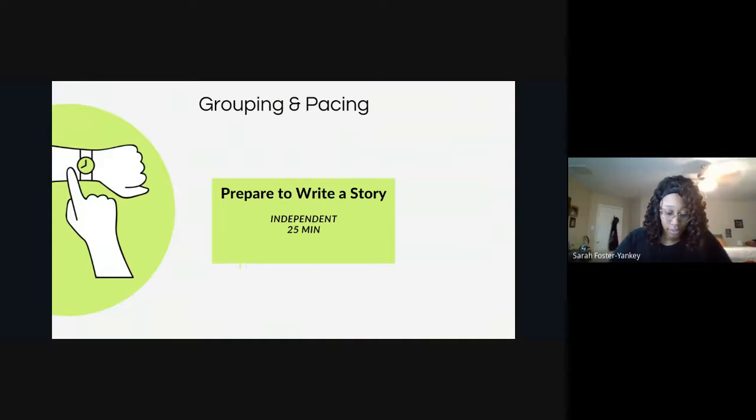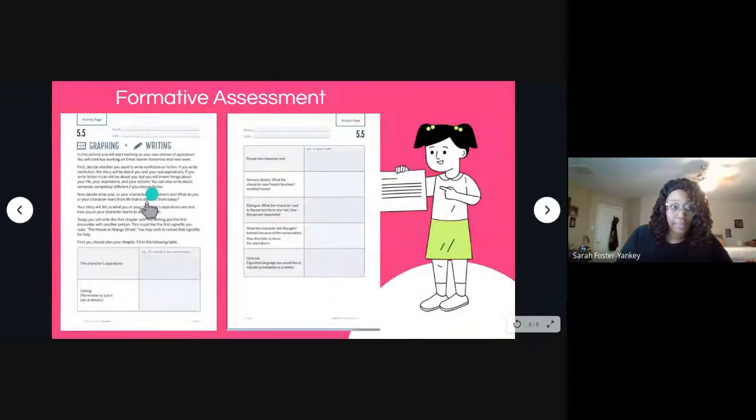The teacher explains that they're going to use what they've learned to write their own stories of aspiration. They're going to be using Writer's Journal 5.5. Yes, I have it here. The teacher goes over the directions, making sure the students understand the assignment, that they're going to decide if they want to write a nonfiction or fiction story. Nonfiction is about their own real aspirations. Fiction can be about them, but they're also going to need to make some things up.